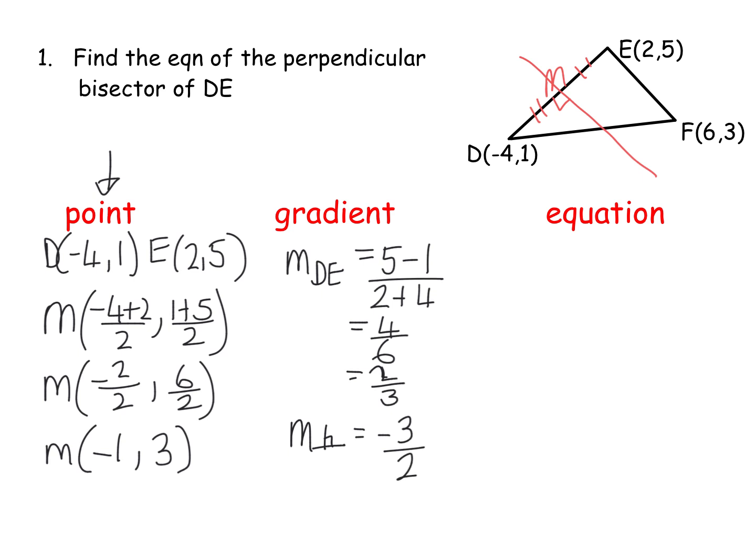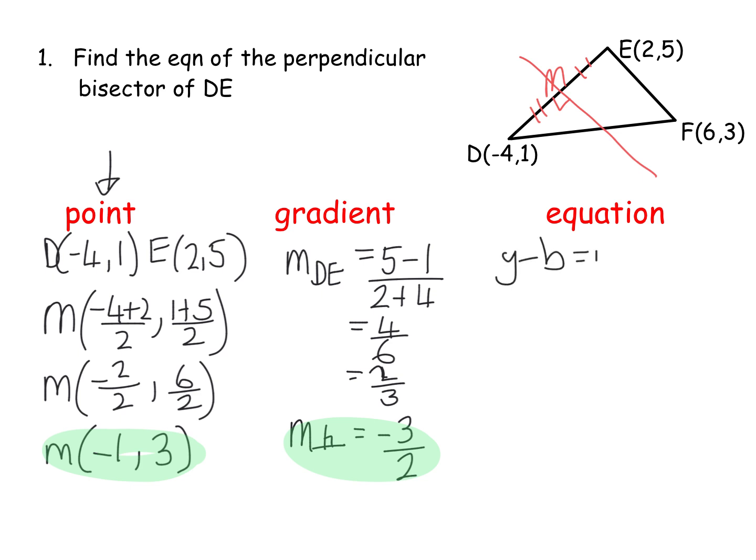Now, in the exam, if you do not do the perpendicular gradient here, you will then not get the follow-through mark for the equation. So please make sure you use perpendicular gradients where needed. Altitudes and perpendicular bisectors will have perpendicular gradients in them. And then we've done all the hard work. Now we can just go find the equation.